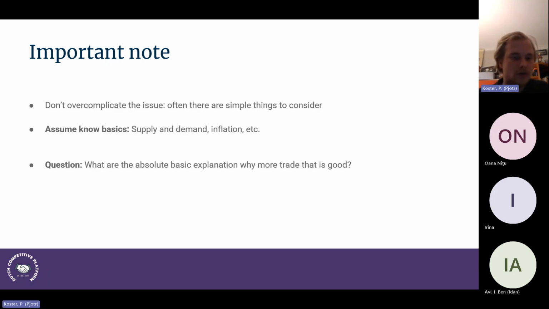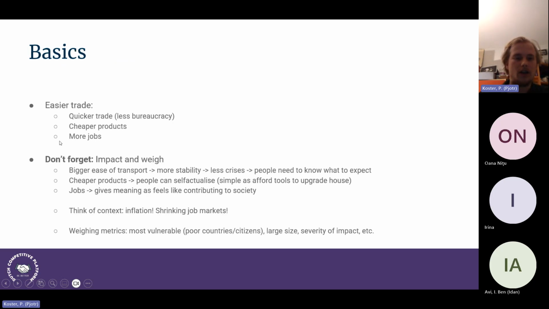Okay, I think these are all really good answers, but they show that you're still thinking a bit too big, too much on the larger scale stuff. Easier trade can just be boiled down to having quicker trade, which means there's less bureaucracy to go through, and therefore it's easier for companies to get what they need, or people to get products they need. If there's a big shortage on something, maybe cars or chips, it's just easier to get.